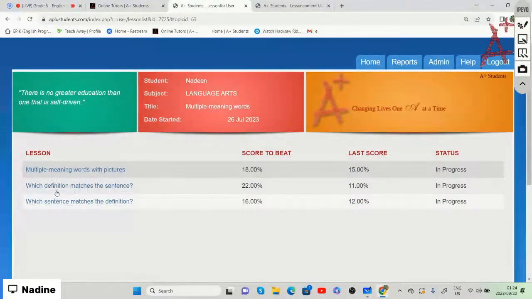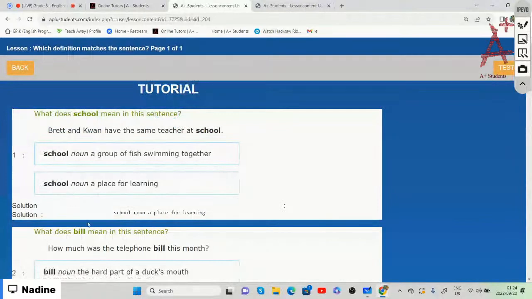All right, so now we're going to the next one. Which definition matches the sentence? What does school mean in the sentence? Britt and Quan have the same teacher at school. Is it school, which is a noun, a group of fish swimming together, like a school of fish? Or is it the second option, which is a noun and it's a place for learning? School.